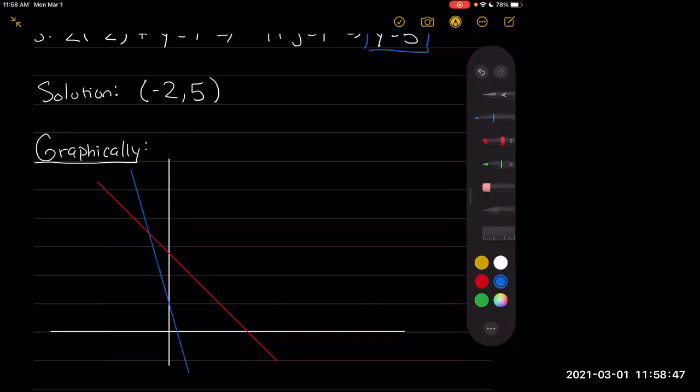Very nice. Okay. Where this line here, the blue line, is 3x plus 4y equals 14. And this line here, the red line, is 2x plus y equals 1. And then this intersection point here is (-2, 5).